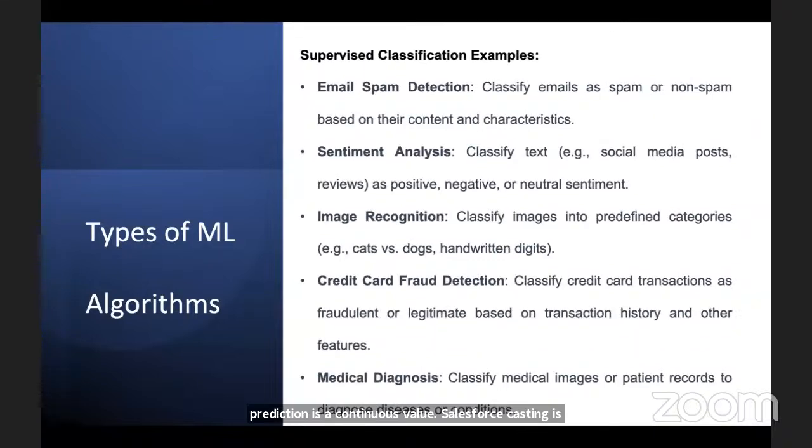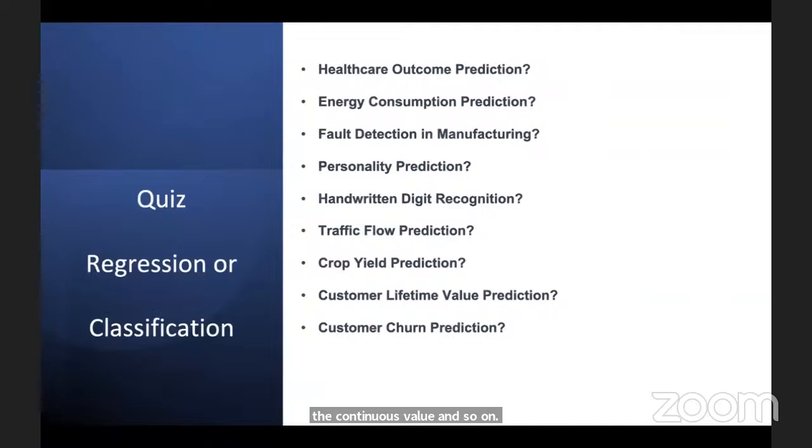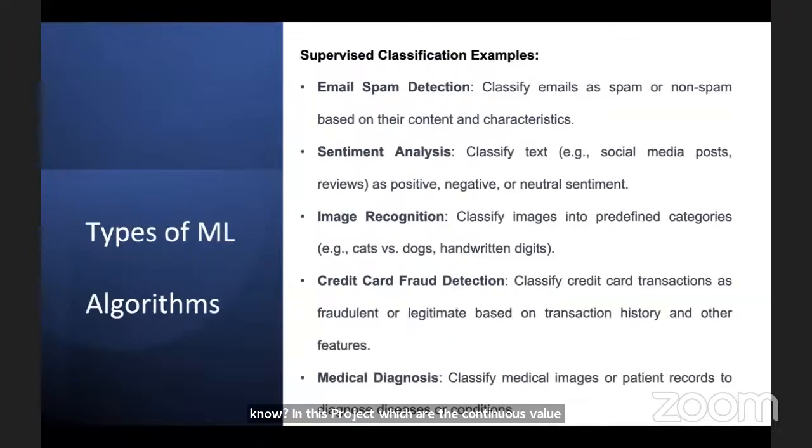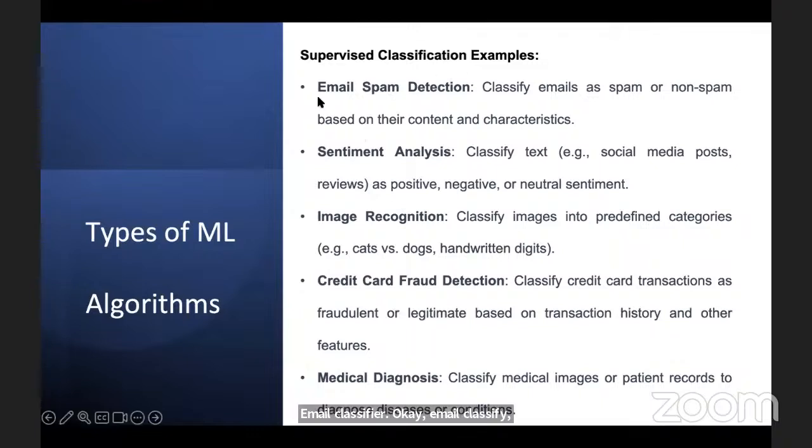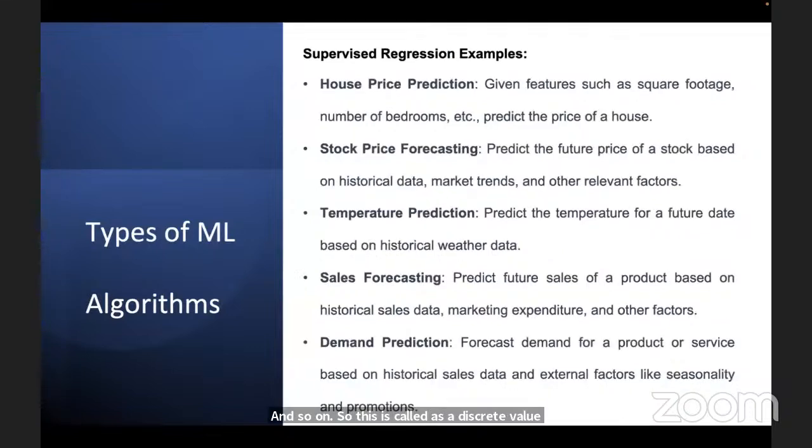On the basis of this, can you please let me know in this project which are the continuous value predictions and which are the discrete value predictions? Before that, I would like to give examples of discrete value prediction also. Email classifier means spam or ham. Sentiment analysis, where sentiment is positive, negative or neutral, and so on. This is called discrete value prediction. And previously, as I told you, continuous value prediction.